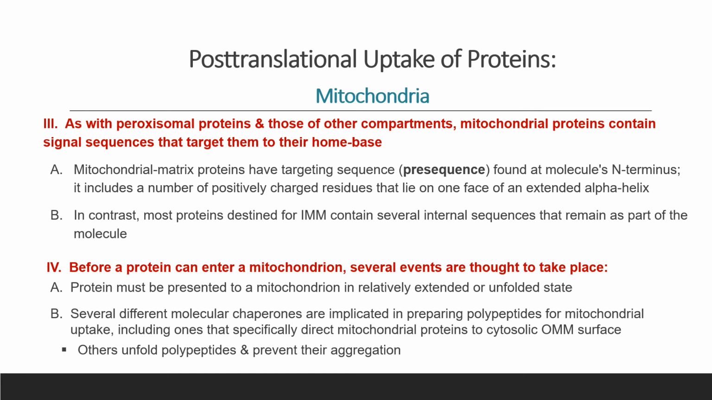Before a protein can enter a mitochondrion, several events are thought to take place. The protein must be presented to the mitochondrion in a relatively extended or unfolded state, and several different molecular chaperones are implicated in preparing polypeptides for mitochondrial uptake, including ones that specifically direct mitochondrial proteins to the cytosolic outer membrane surface, and others that unfold polypeptides and prevent their aggregation.